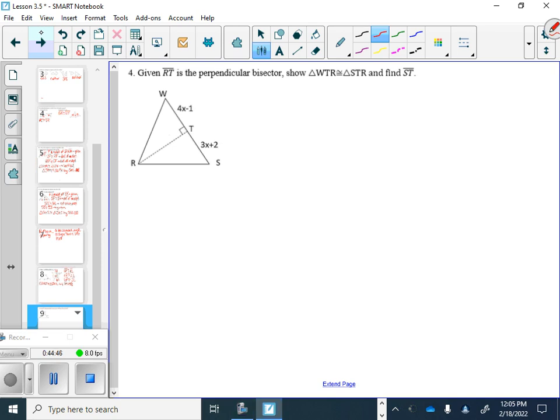Right? Anyone happen to remember what bisect means? Very good. You're the only one that's got it. Cut in half. Okay, write that down if you don't remember that. Bisect, cut in half.